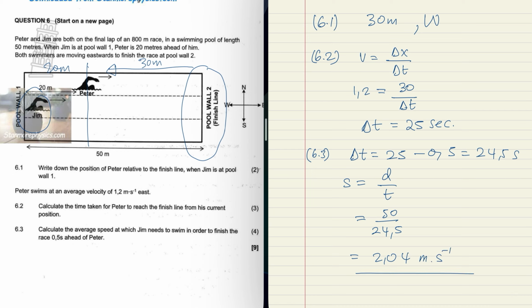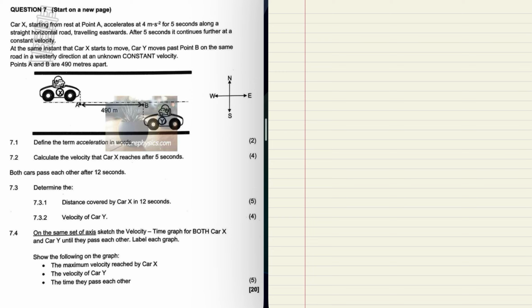Question number 7. Car X, starting from rest at point A, accelerates at 4 meters per second squared for 5 seconds along a straight horizontal road traveling eastward. After 5 seconds, it continues further at a constant velocity. At the same instant, car X starts to move, car Y moves past point B on the same road in a westerly direction at an unknown constant velocity. Points A and B are 490 meters apart.